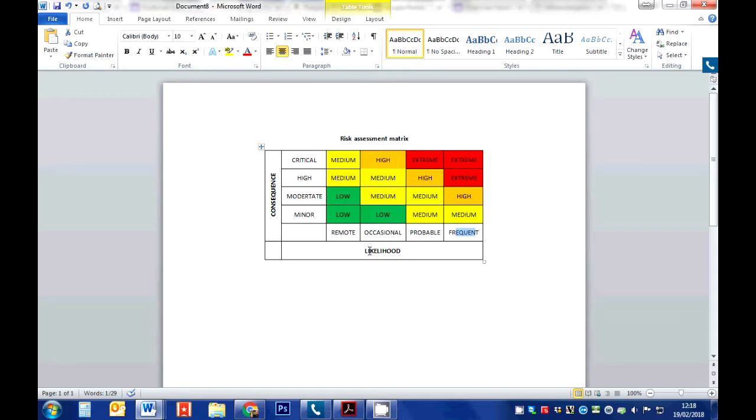Consequence and likelihood are really important to look at, because if you've got something which is going to happen on a frequent basis and is really critical, then obviously that's something you want to do something about, because it could have an extreme impact on the business. But if it's a low likelihood and a low or minor consequence, then it's not really something you want to do something about.